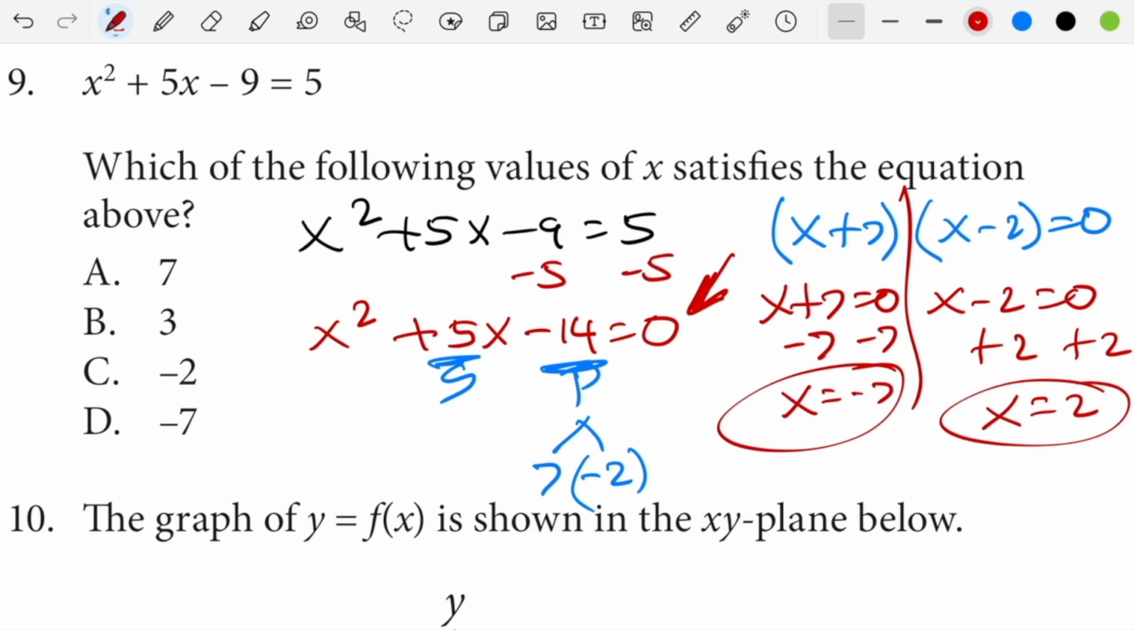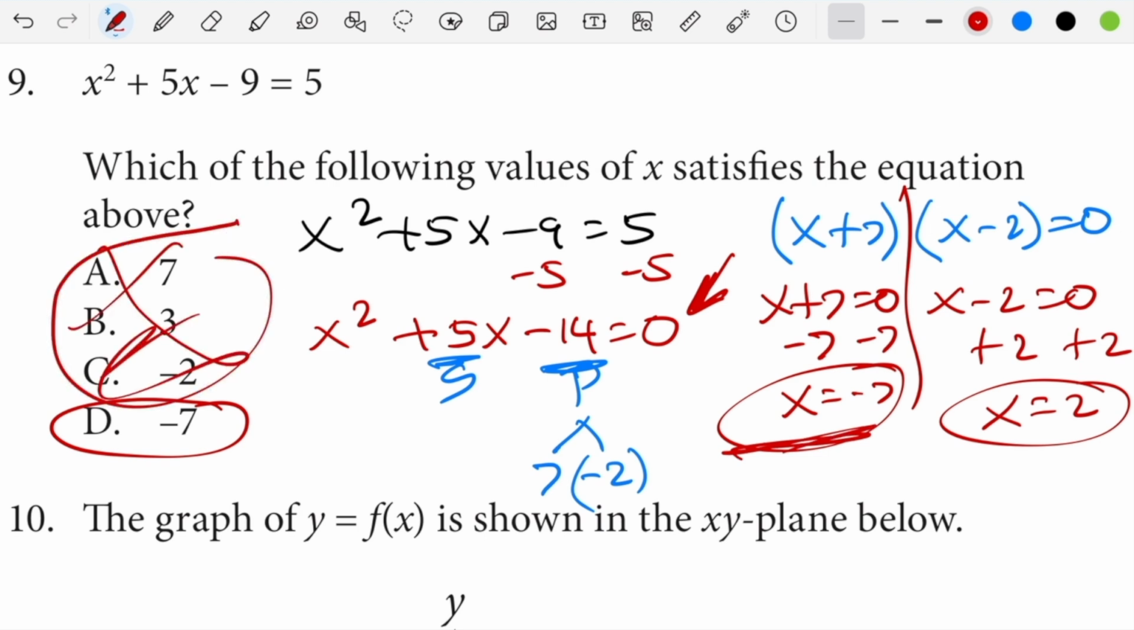All right? So the answer is negative 7 because the 2 is not here. So all of those are wrong answers. Okay, so this is the proper math, but again, sometimes you don't remember this. I just reviewed factoring right there.